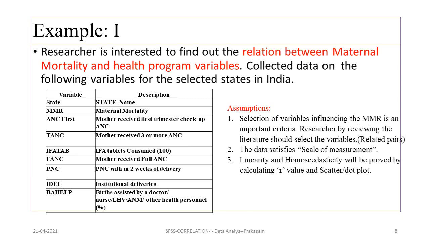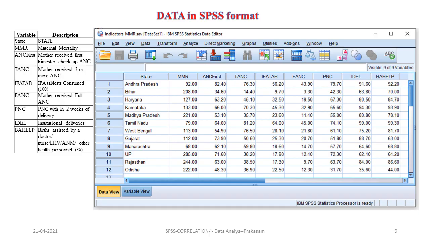Next one is the related pair. The data satisfies the scale of measurement because it is taken as a percentage of women who are receiving a first trimester checkup. I will show you the data. And linearity and homoscedasticity will be checked by calculating the R and also by plotting the scatter dot plots. Here you can see the data which has been collected to understand the influence of the selected health program variables on maternal mortality. It has been collected through the states.